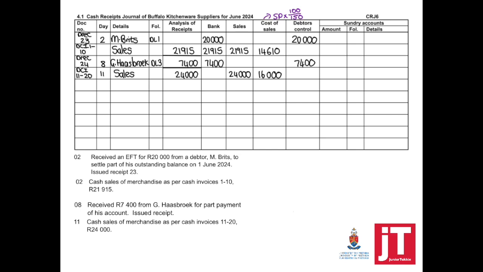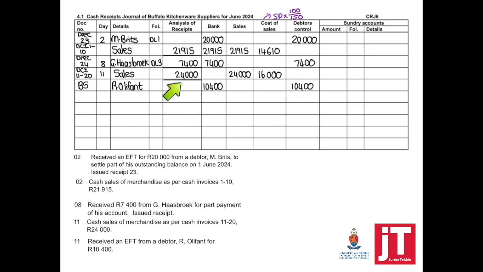times 100 divided by 150. The cost will always appear in cost of sales. On the same day, received an EFT from a debtor at Olifant for 10,400. Source document, bank statement. From who did we receive the money? At Olifant. How much? It goes directly to bank, 10,400. For what reason? This is a debtor, so it goes to debtor's control.